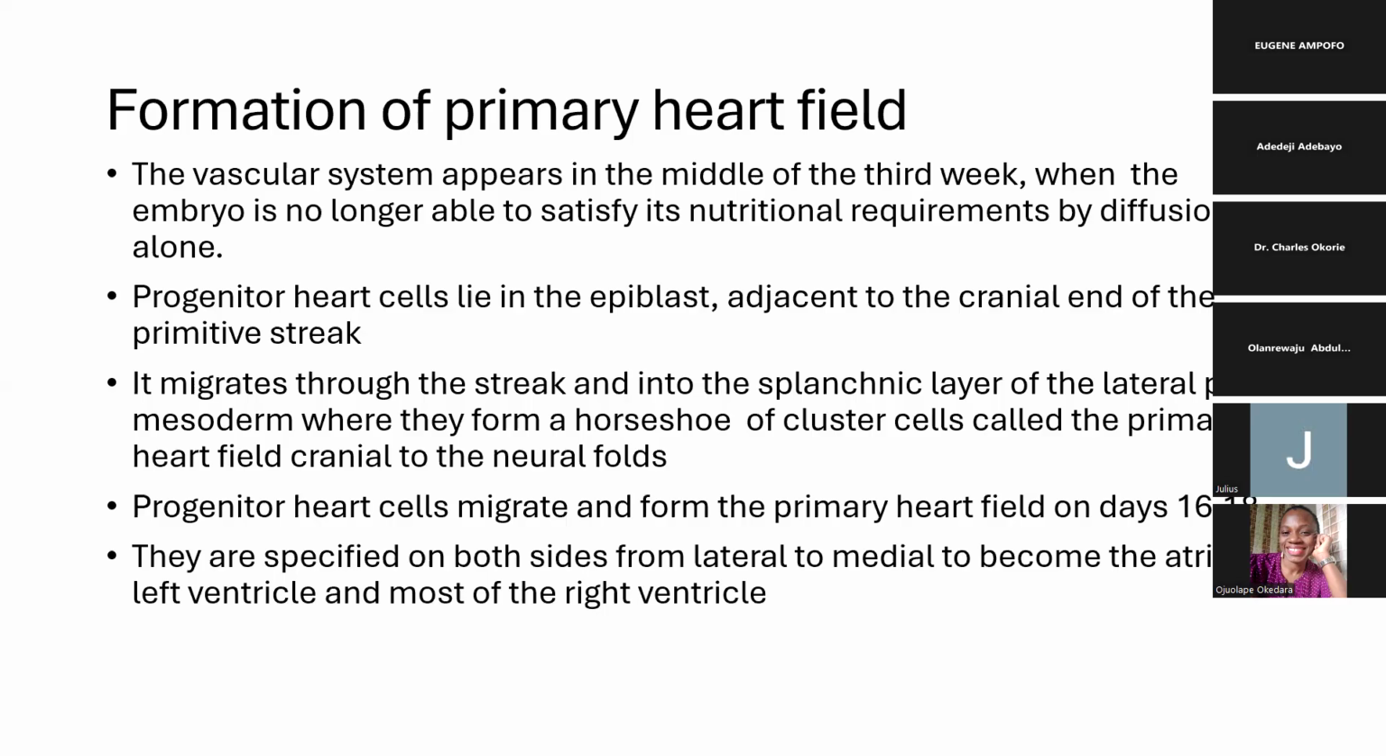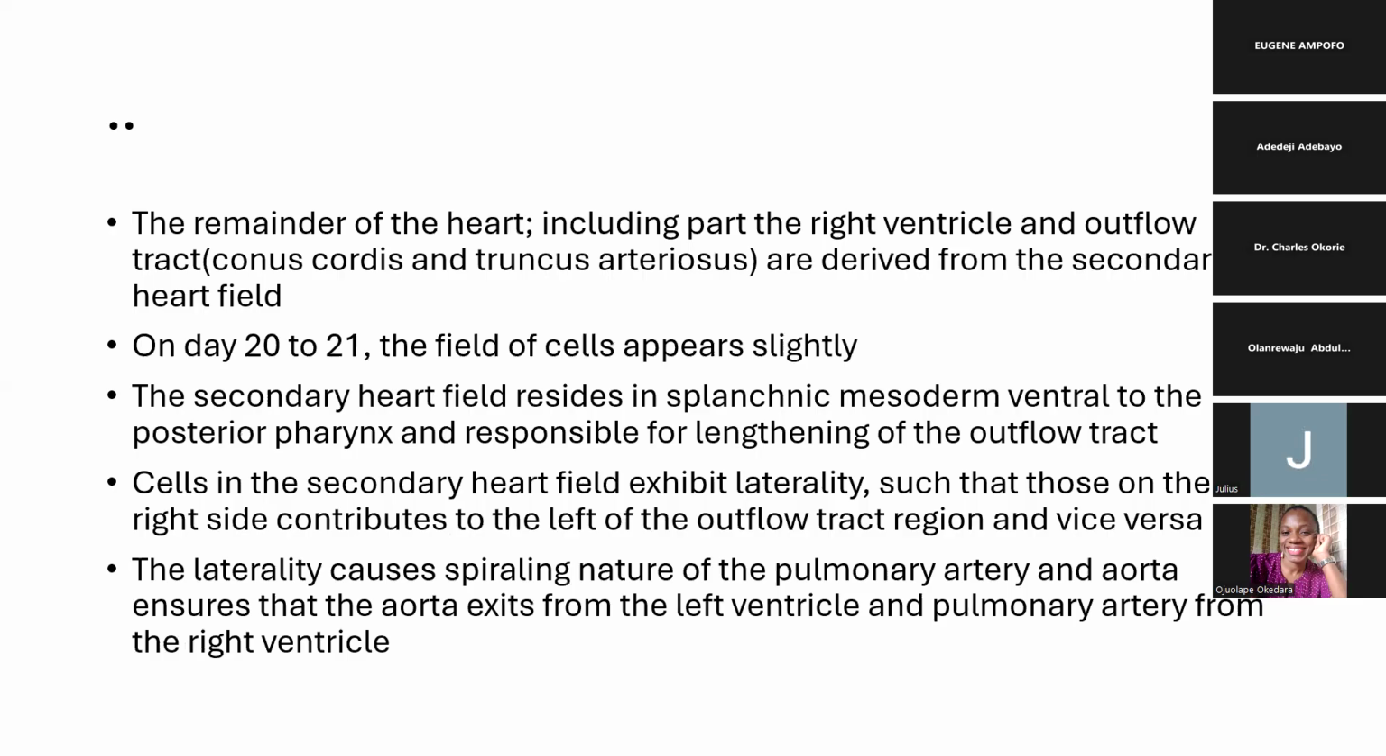The summary here is that the primary heart field, which is formed on the 16th to 18th day, gives rise to both atria, the left ventricle, and most of the right ventricle, meaning that there is part of the right ventricle that is not formed from the primary heart field. The remainder of the heart, which includes part of the right ventricle and the outflow tracts, involving the conus cordis and truncus arteriosus, is derived from the secondary heart field, which is formed on the 20th to 21st day.